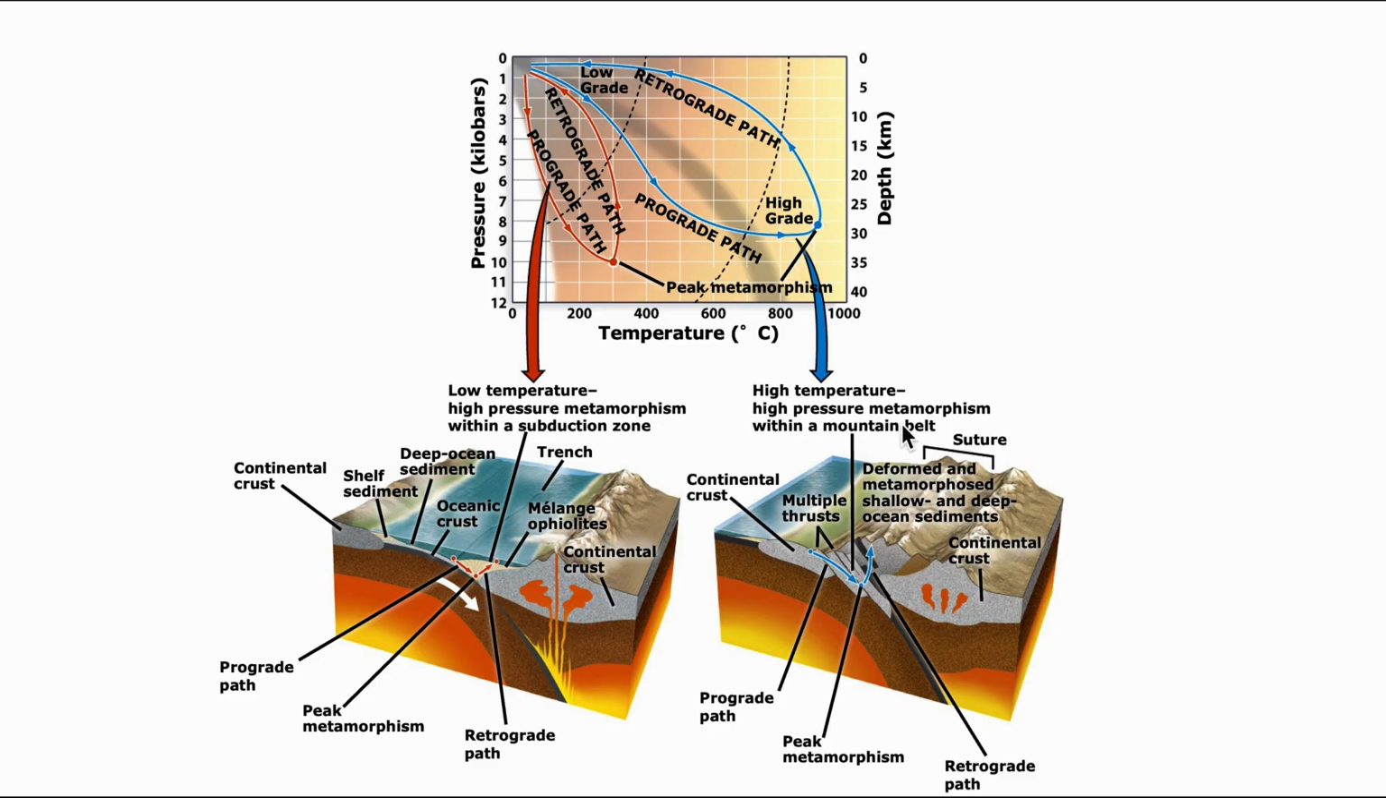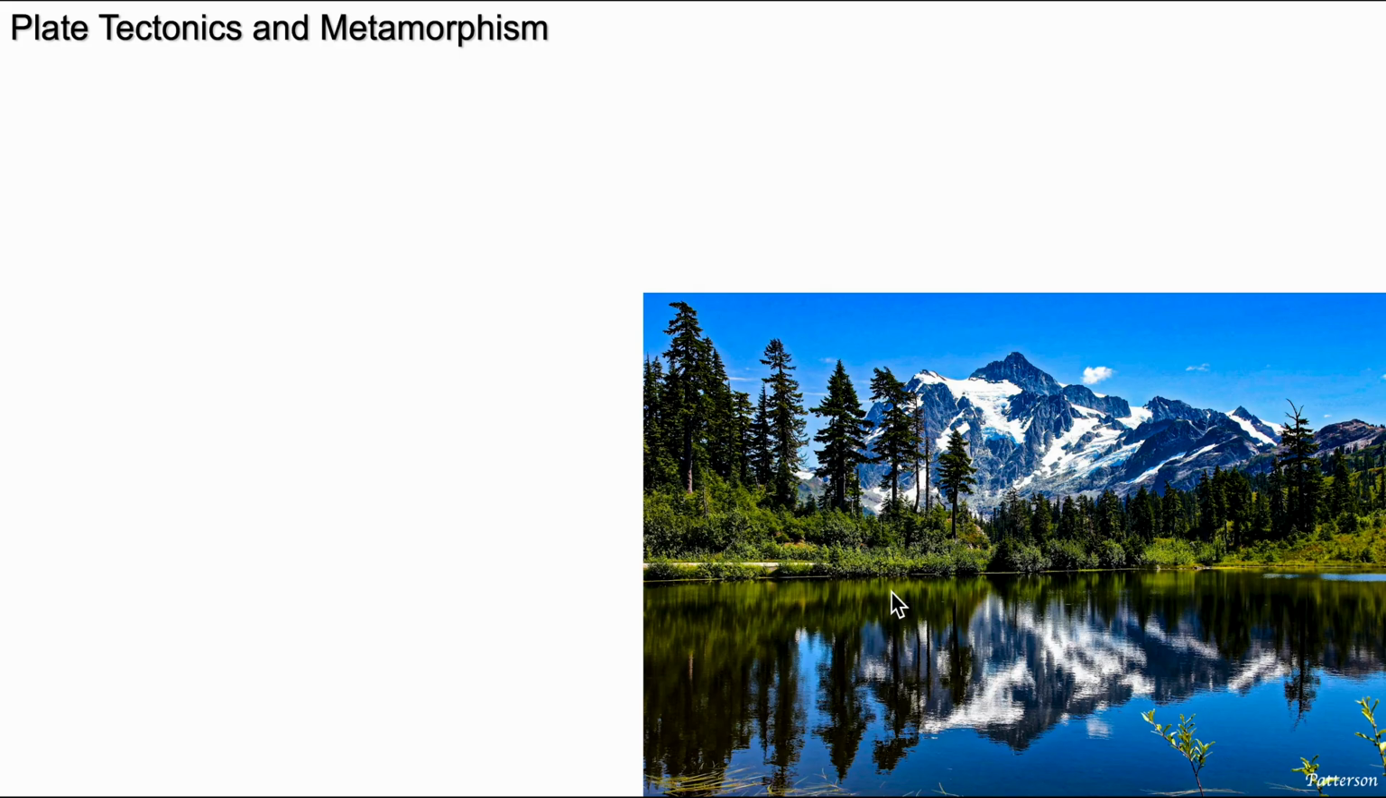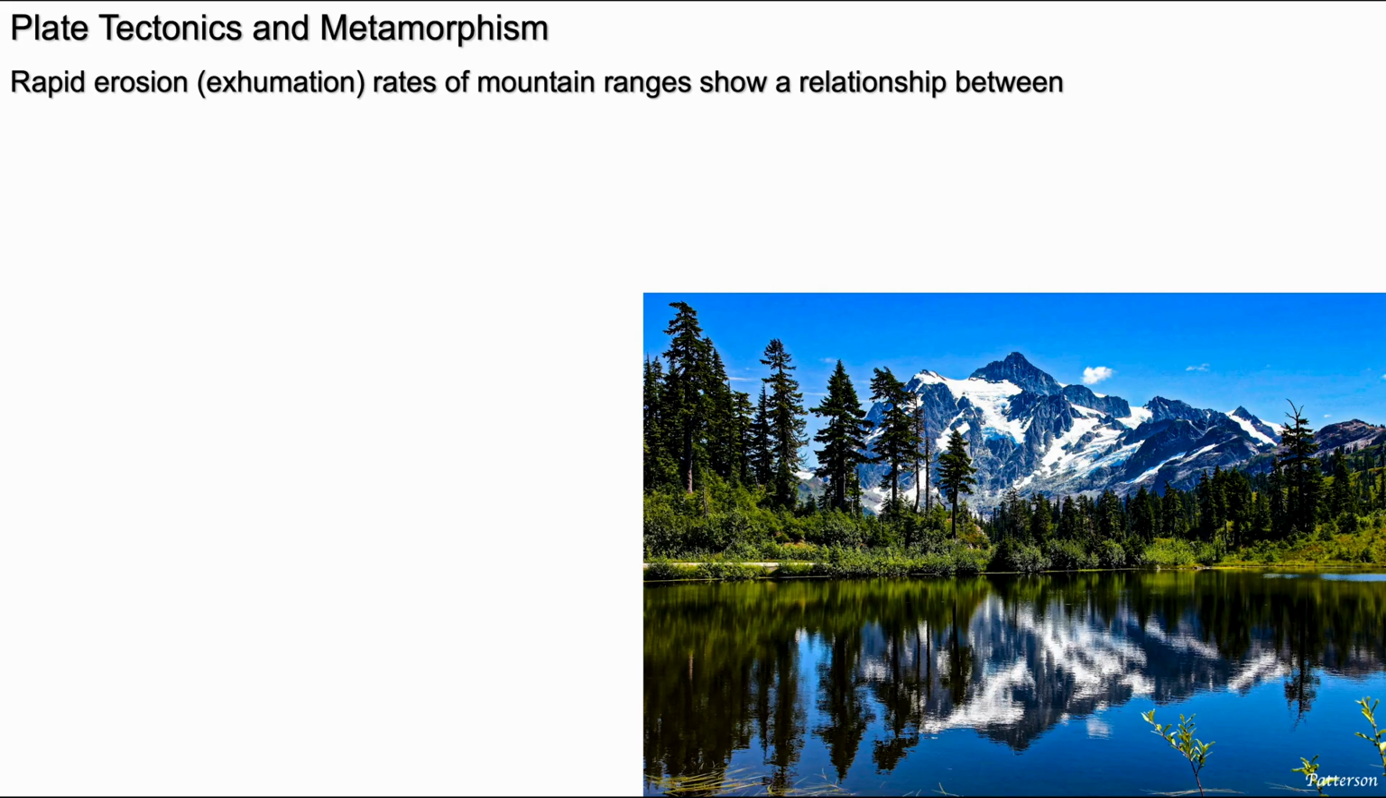So this is a high temperature, high pressure metamorphic belt within a mountain range. And we can see that the prograde, retrograde path here differs dramatically from that here. Again, we never get to really high temperatures in this scenario, whereas in this scenario, we can get right up to the migmatite facies.